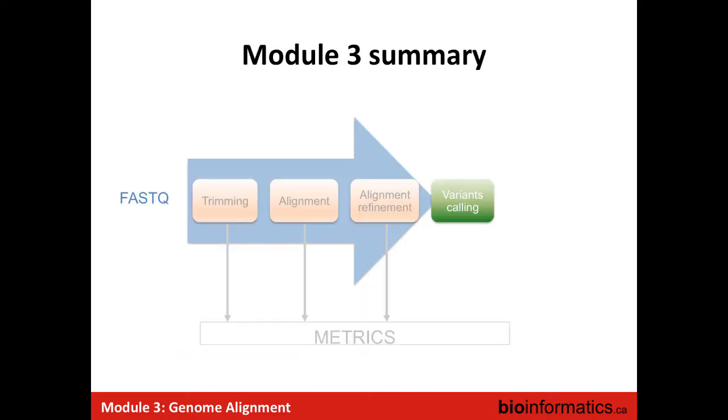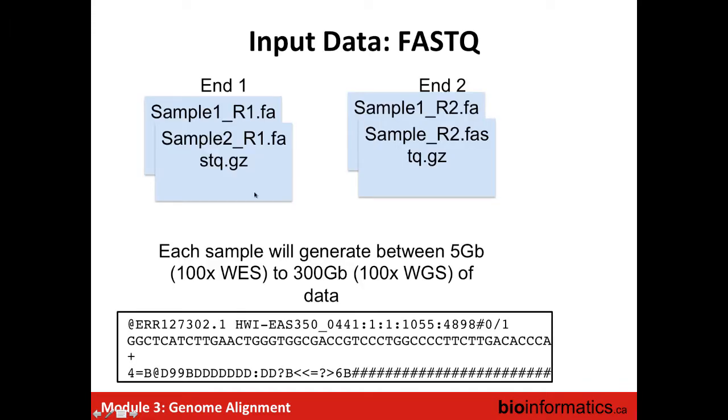So just to give you a summary of this part, the idea of this module is: how can I start from a FASTQ file and generate a sequence ready for variant calling? This can be divided into three steps. So, what is a FASTQ file? The FASTQ file is, in most cases, the format of the file you will receive from your center.